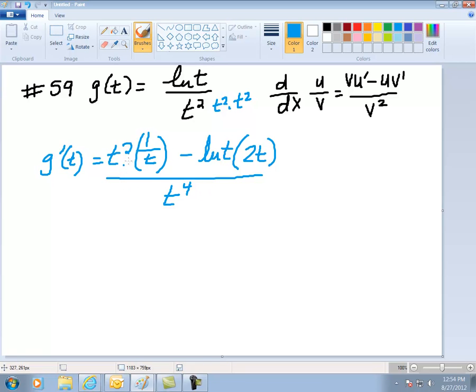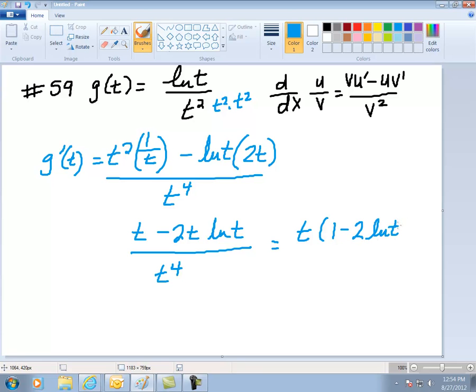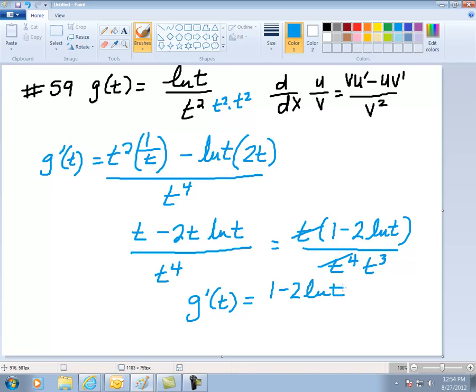And now I can just simplify. t squared times 1 over t just leaves me a t. Over here, I'm just going to rewrite that by bringing the 2t in front, natural log of t. And all of that is over t to the 4th. Again, I can simplify my numerator by pulling out a t. I get 1 minus 2 natural log t over t to the 4th. My reason for doing that is this t would cancel with this and leave me t cubed. So my final answer is that the derivative of g of t is 1 minus 2 natural log t all over t cubed.